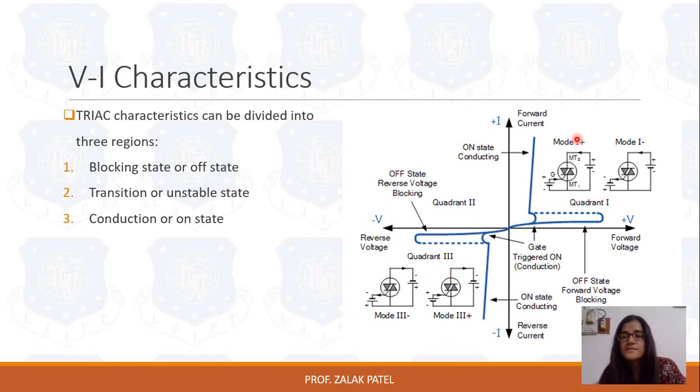Now what is this 1 plus and 1 minus and 3 plus and 3 minus? Based on this, it depends on the sensitivity of the gate current. Okay, so we will see the details of this VI characteristic and these 4 modes in the next lecture.